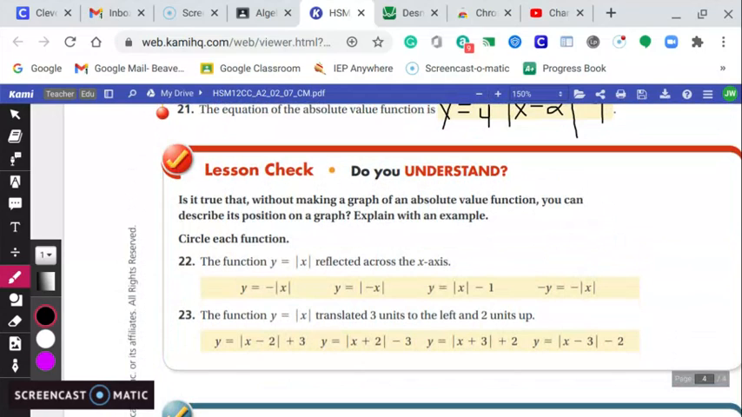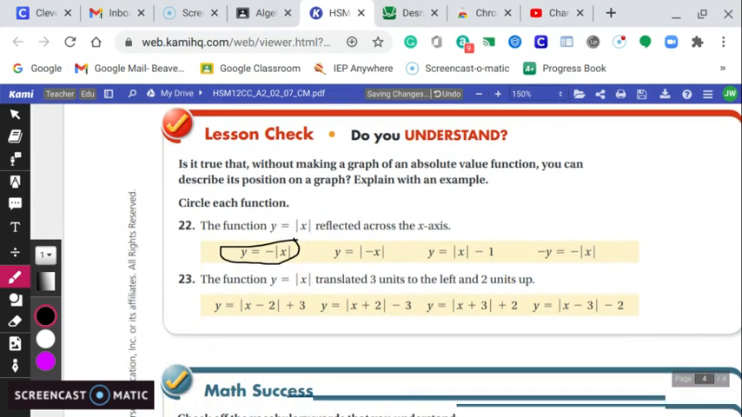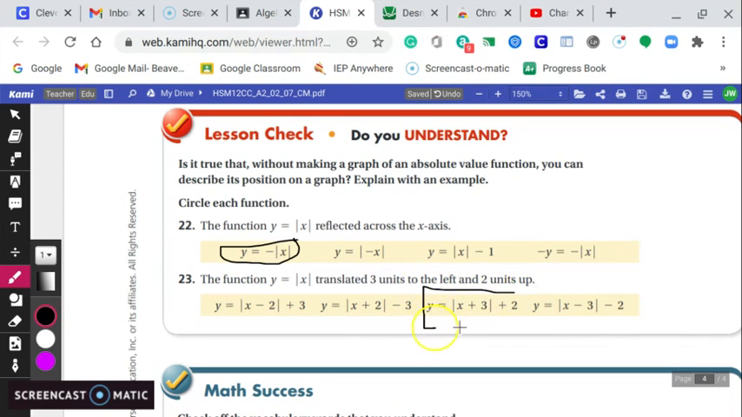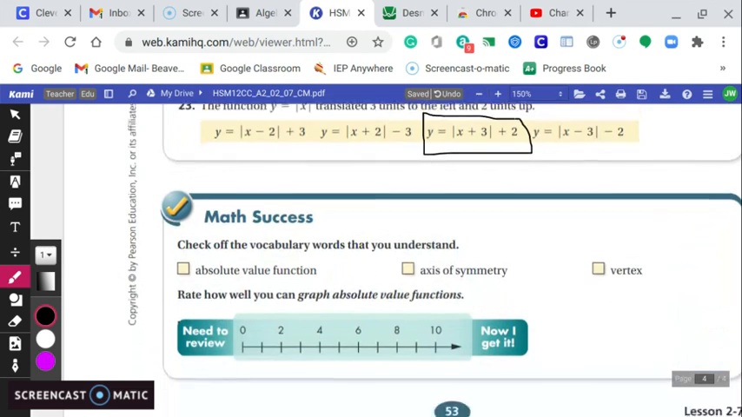Circle each function. The function of y equals x reflected across the x-axis looks like this. Negative. And number 23, the function of y equals x translated 3 units to the left and 2 units up. It's going to look like this right here, folks. Sorry, 3 units left, 2 units up. So there we go. Those are your answers for that.